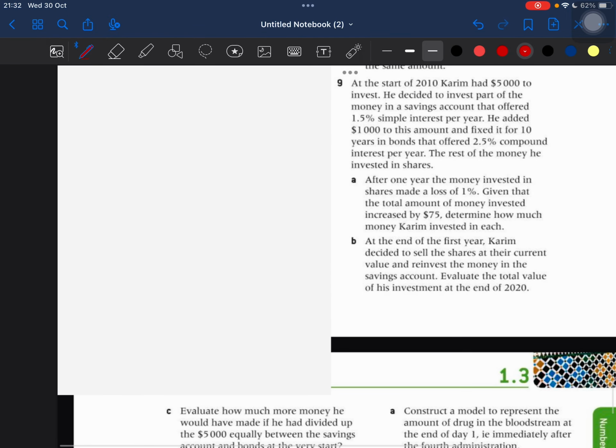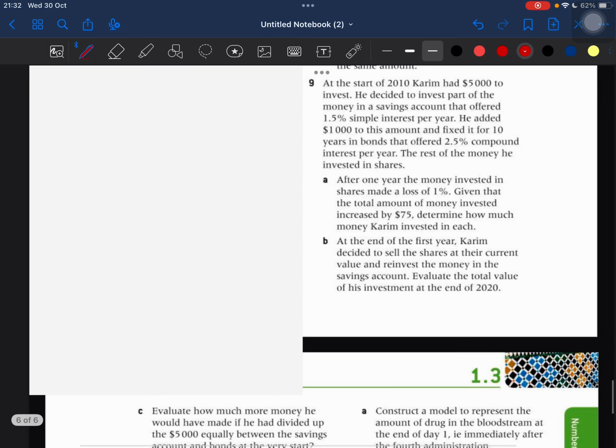Let's go to number 9. At the start of 2010, Karim has 5,000 to invest. He invests a part of the money in a saving account offering 1.5% simple interest per year, 1,000 more to his amount fixed for 10 years in bonds. Oh, this also has too much information, so let's write it down. So 2010, he has part of the money in the saving account, so we don't know how much he put, so let me put it just here, x, the saving account, x.